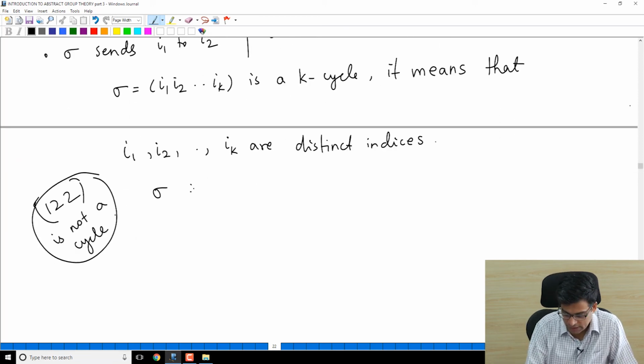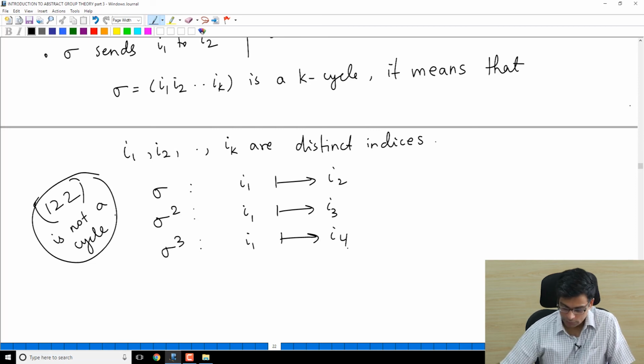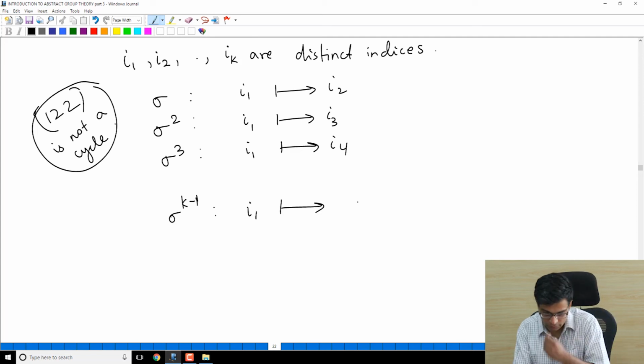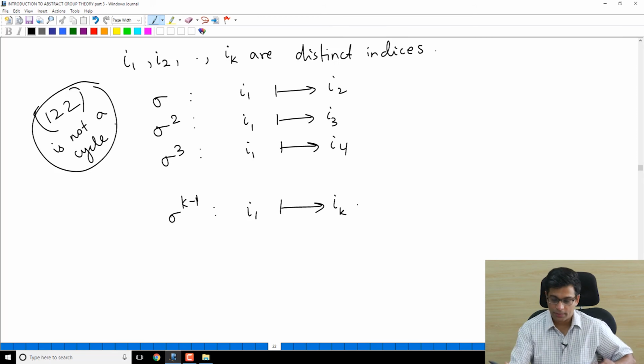So now let's come back to this. Sigma sends I1 to I2. Sigma squared sends I1 to I3. Sigma cubed sends I1 to I4. And you can see that sigma k minus 1 sends I1 to Ik. And this is not surprising, right? After you repeat this k minus 1 times, I1 will go to the last index.